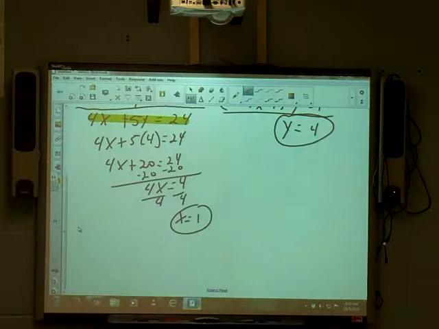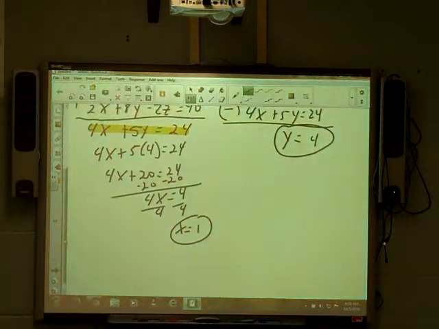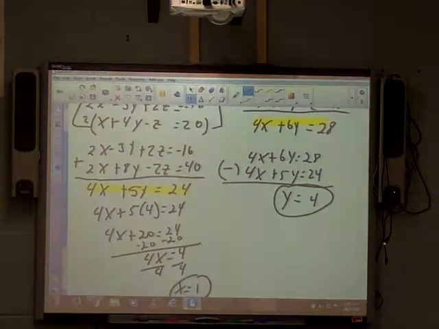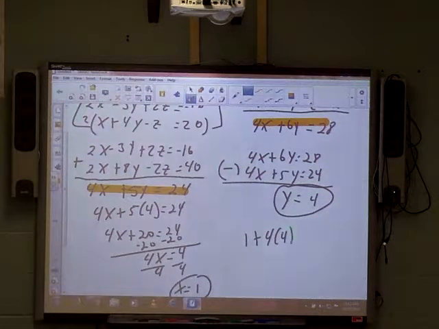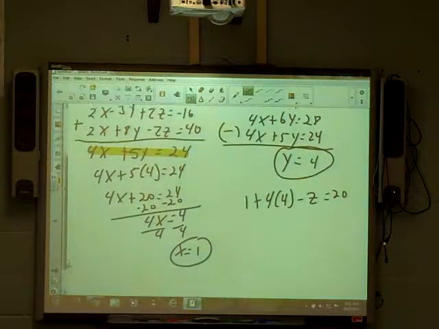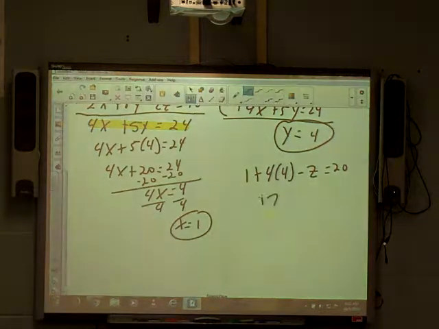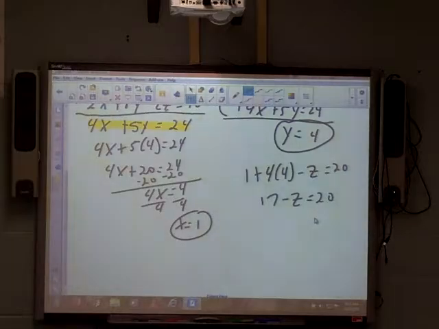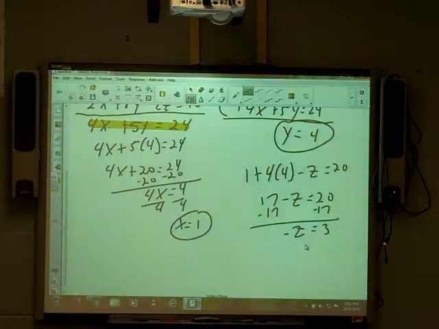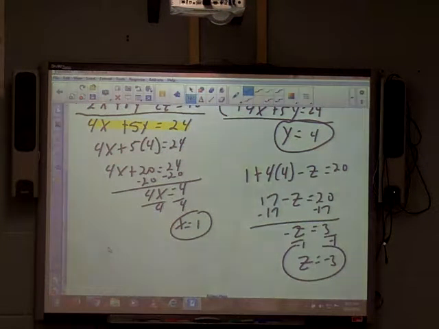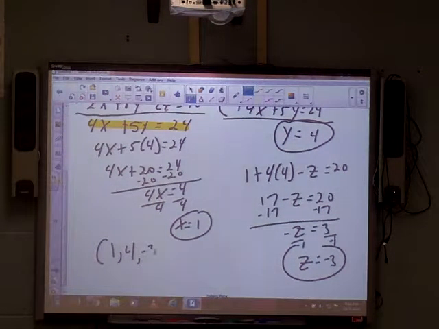Okay, so I've got an x, I got a y. I need to go back to one of my original equations to find a z. The third one, I heard, Katie. x plus 4y minus z equals 20. So that's 16 plus 1, so 17 minus z equals 20. Subtract your 17. Bring down that negative with your z there. Negative z equals 3. Divide by negative 1. And z is negative 3. So we would have x, y, z.